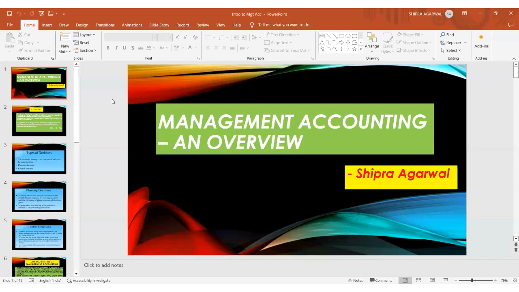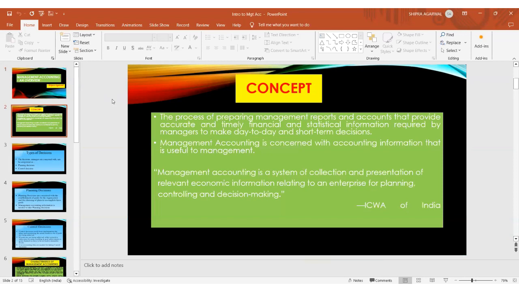Okay, so today we'll be starting with management accounting and overview. Whenever we are talking about management accounting, basically, we have to prepare certain management related reports and certain accounts that will give us information in such a manner that we are able to take the day-to-day decisions, or what we call the short-term decisions.